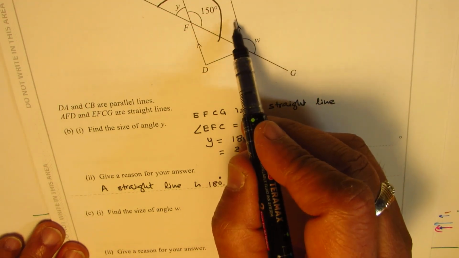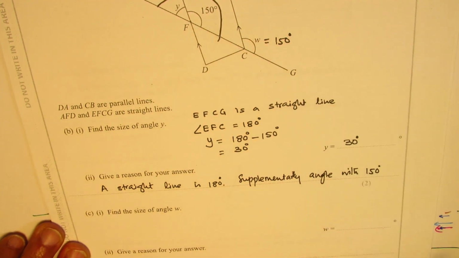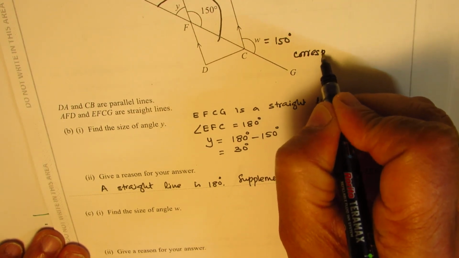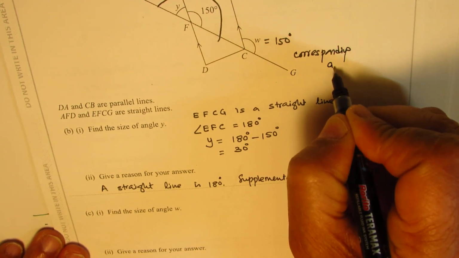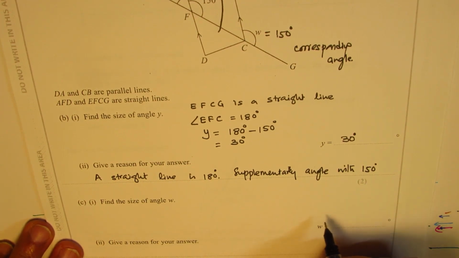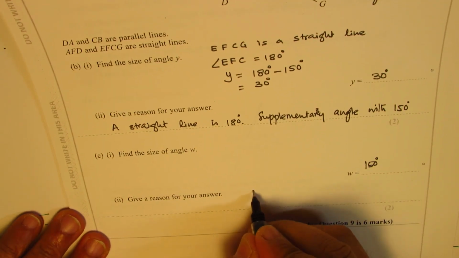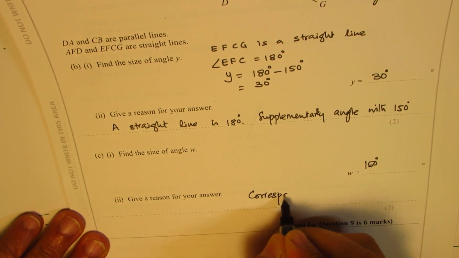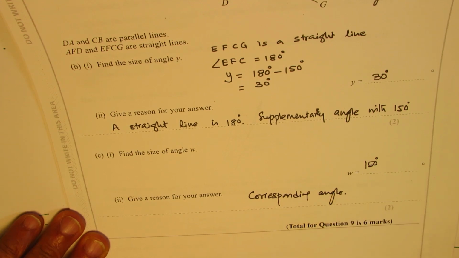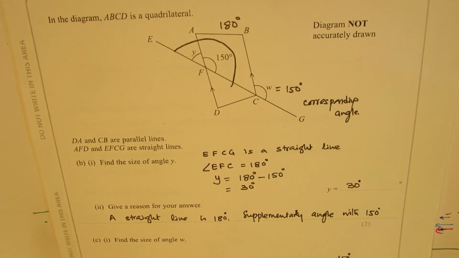If you look at it, we have these two as parallel sides. So angle W should be equal to 150 degrees, right? Since it is a corresponding angle. So find the size of angle W. It is 150 degrees, and the reason is that it is a corresponding angle. Correct? When you have parallel lines and a transverse line, the corresponding angles are equal.